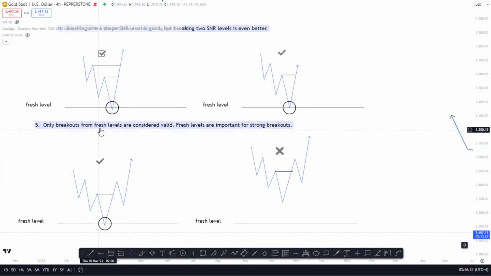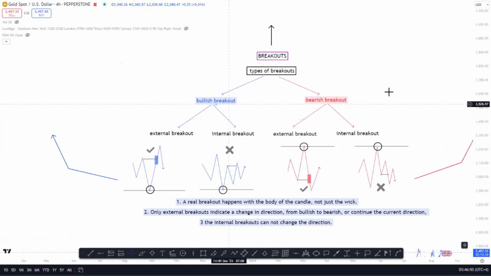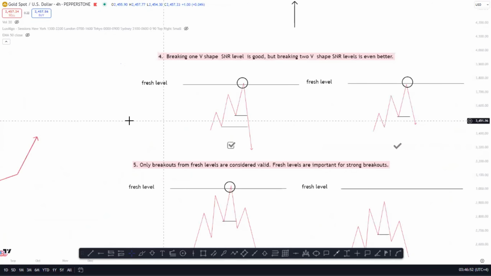Only breakouts from fresh levels are considered valid. Fresh levels are important for strong breakouts. We only take a breakout as valid if it comes from a fresh level. If it doesn't, we cannot take it as a valid breakout. And the same with the bearish breakout.